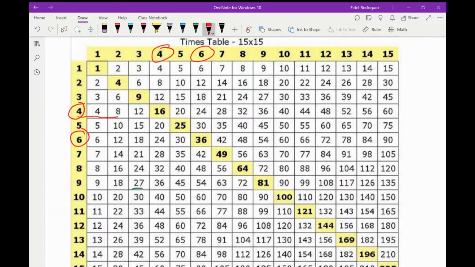So when I'm going along 4 and 6, what I'm going to do is look for the first number that they have in common. The first number they have in common is 12. So there's my LCD. It's always going to be that easy, right?